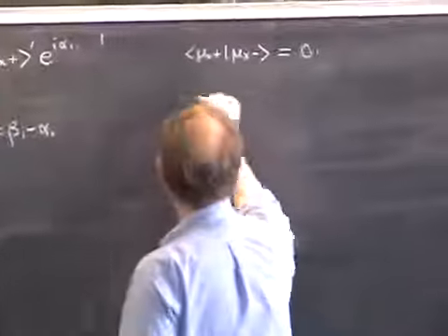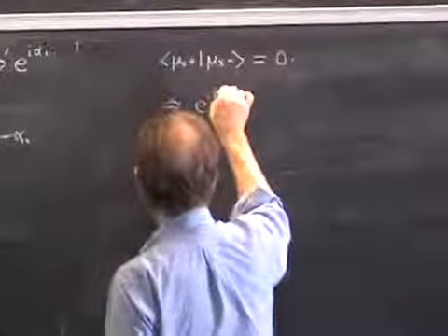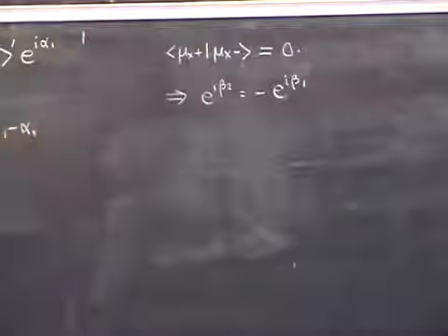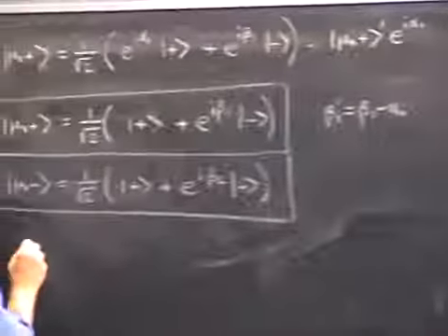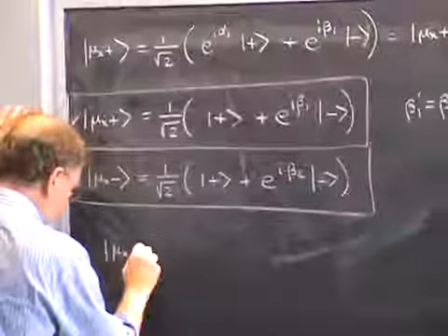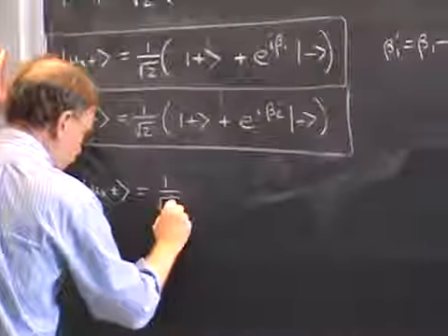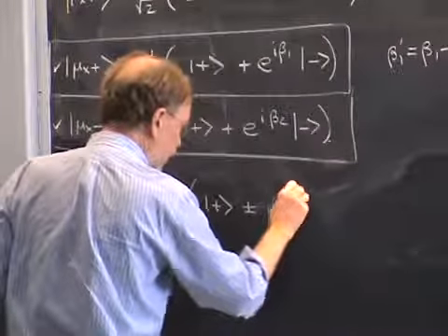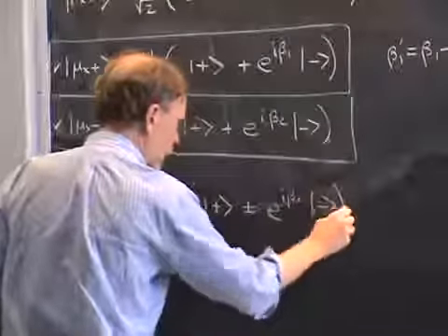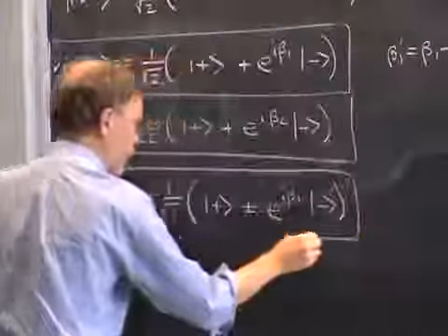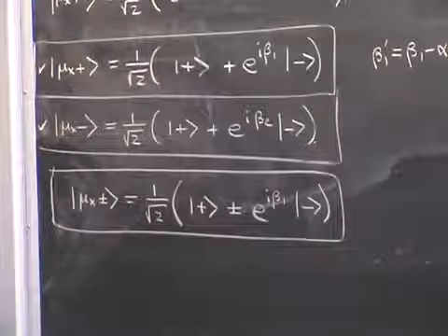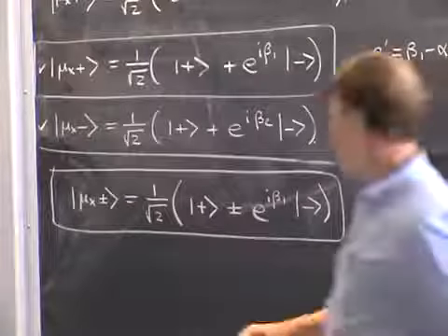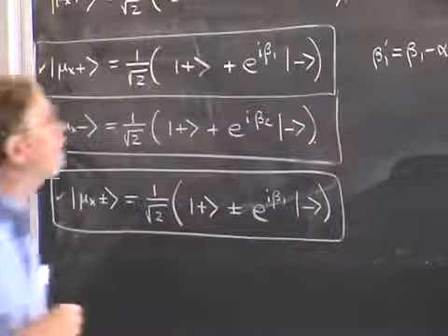And if you do a little bit of algebra here, what you find is that e to the i beta 2 is equal to minus e to the i beta 1. And so we can now combine these two statements together in this form to say that mu x plus or minus is 1 over the square root of 2 times the state plus, plus or minus e to the i beta 1 times the state minus, like this. This is a condensed version of the two lines above, and you see now there's only one independent phase. And the phase conventions on the left side are determined.